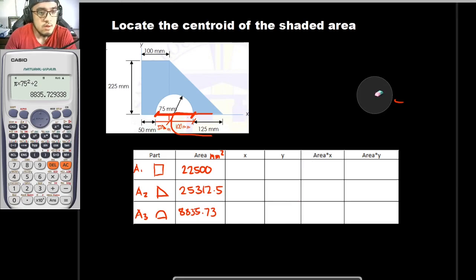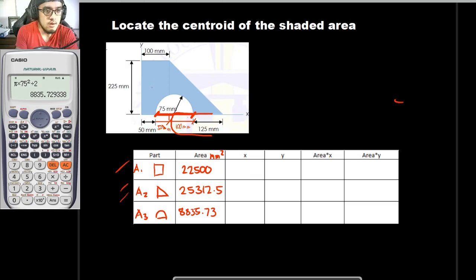Okay, so next up, we would be getting the centroids of these areas along the x-axis and along the y-axis. So along the x-axis first, if we are to determine the centroid of this rectangle right here, it would be just half the dimensions. And for bar x, bar x is equal to 100 divided by 2. So this is to be 50 mm.